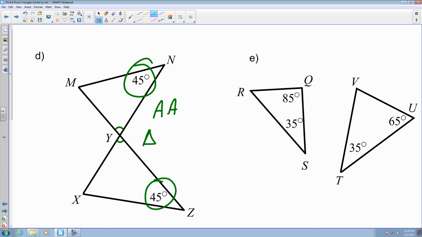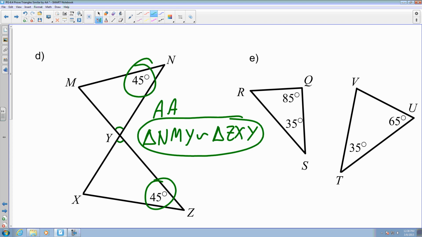So triangle NMY is similar to triangle ZXY. And again, those can be in any order, just as long as they match up. So if I wanted to put the Y's in the middle, or the Y to start with, there's more than one way to write it.